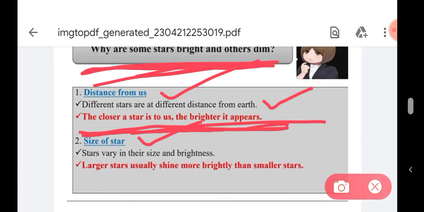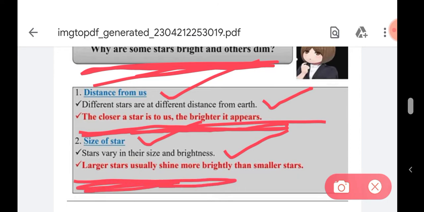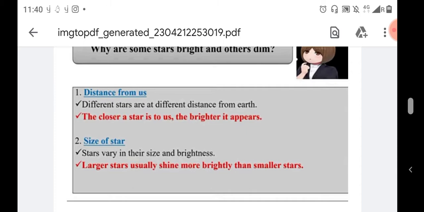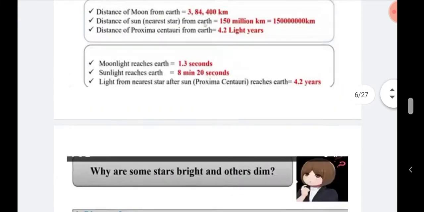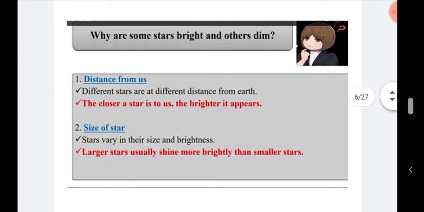Stars vary in their size and brightness, and large stars usually shine more brightly than small stars. Okay, तो जो large stars होते हैं वो ज़्यादा brightly shine करते हैं in comparison of the small star. Okay, now I hope that you can understand this topic very clearly, why some stars are bright and others dim, and before this we also understood why we can see some stars.